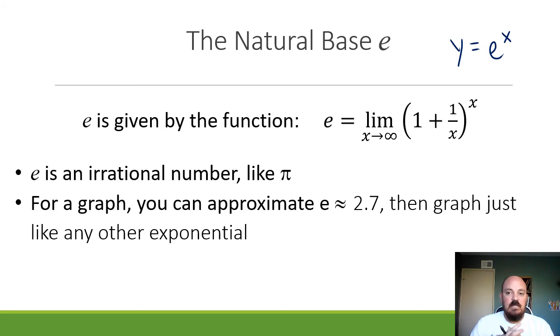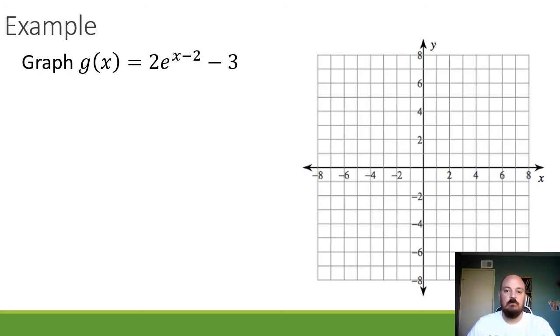And if you're doing an e to the x graph, a lot of times people think, oh, that's so much harder. I can do 2 to the x, I can do 5 to the x, but e to the x, no, that's hard. It's not. It's just basically like 2.7 to the x. So just approximate e for graphing to be about 2.7, and then graph it like any other exponential. So let's do one of those.